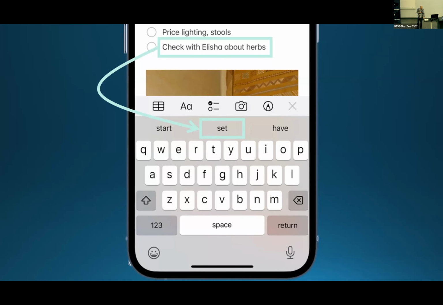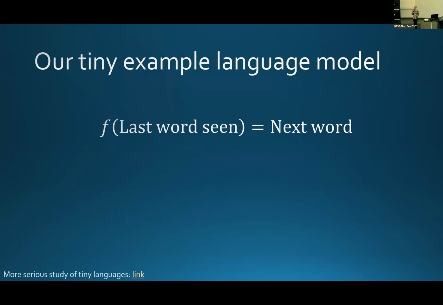And it's going to be so tiny that it is only going to look at the last word in order to predict the next word. It's not going to look at the entire prompt or the entire sentence it's seen so far. We're going to make a baby language model that only looks at the last word to predict the next word. Okay, very limited.